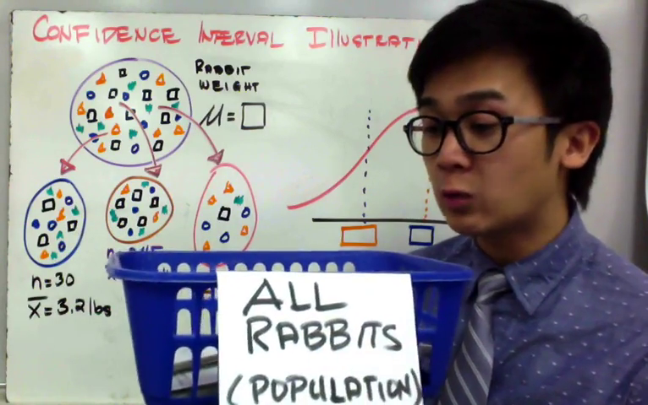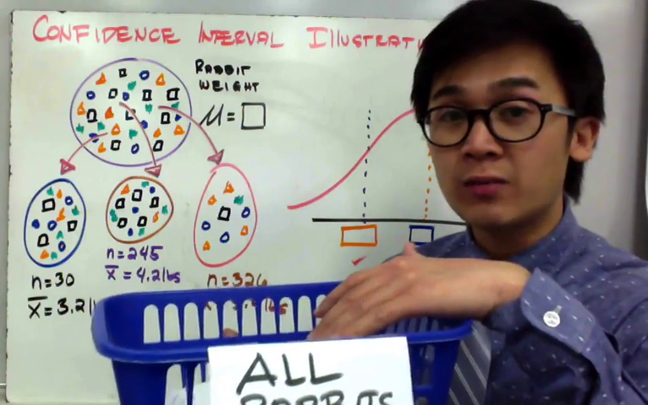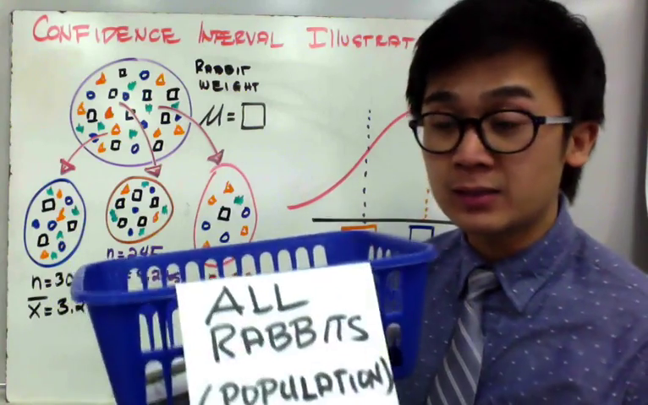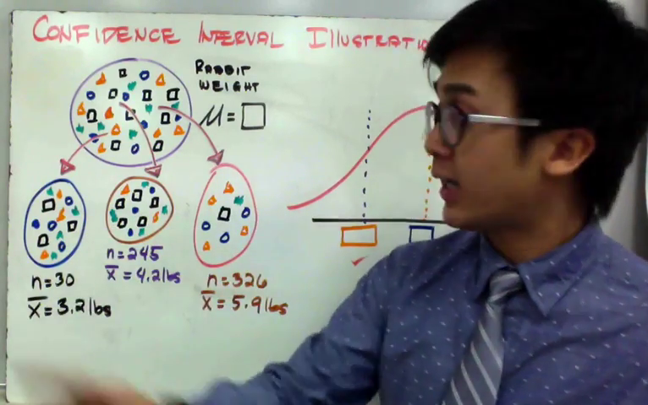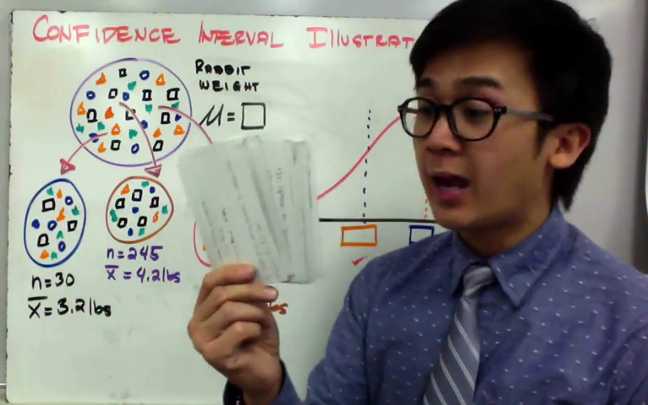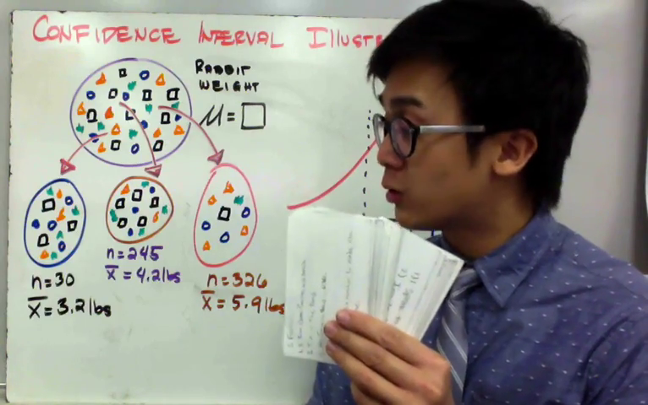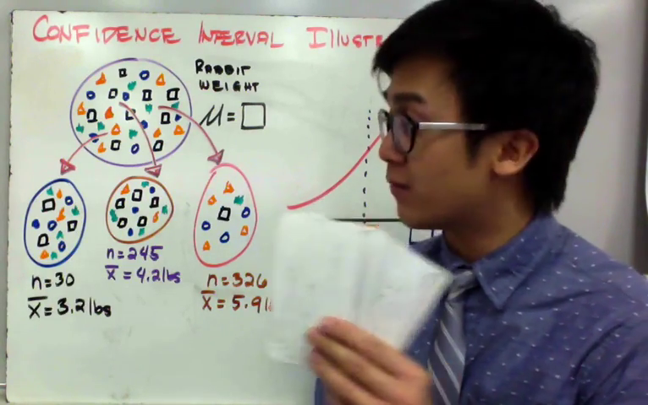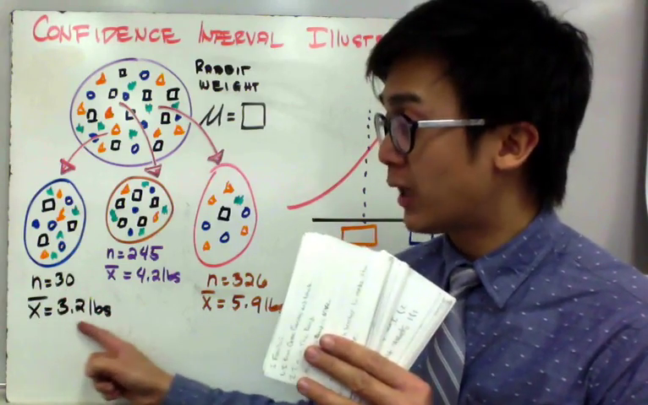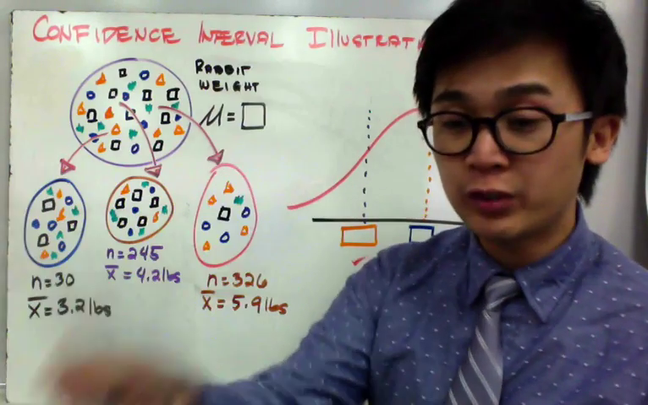So what I'm going to do is to take some samples in my population to give a better judgment on the average weight of my rabbits from this population. So let's say my first sample, I took 30 rabbits, and from this 30 rabbits, I weighed them and computed for the average weight. And out of these 30 samples, the average weight of this group of rabbits is 3.2 pounds. So this is my first sample.